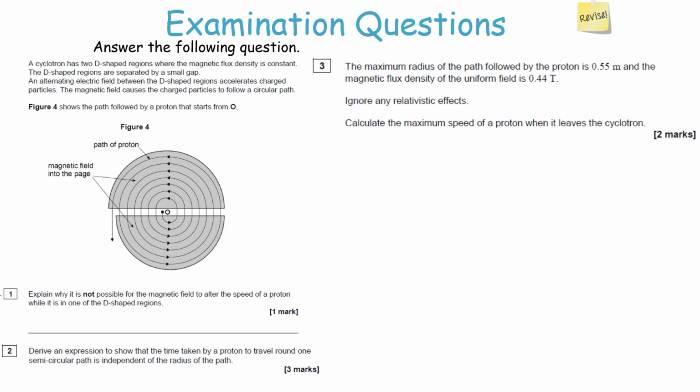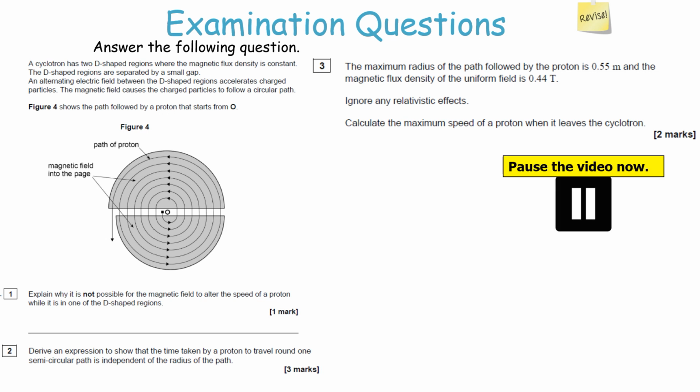Now explain why it's not possible for the magnetic field to alter the speed of a proton whilst it's in one of the D-shaped regions. And then derive an expression to show that the time taken by a proton to travel around one semicircular path is independent of the radius of the path. Then finally, the maximum radius of the path followed by the proton is 0.55 meters and the magnetic flux density of the uniform field is 0.44 teslas. Ignore any relativistic effect and calculate the maximum speed of a proton when it leaves the cyclotron. So pause the video now, then unpause the video when you want to go through your answer.